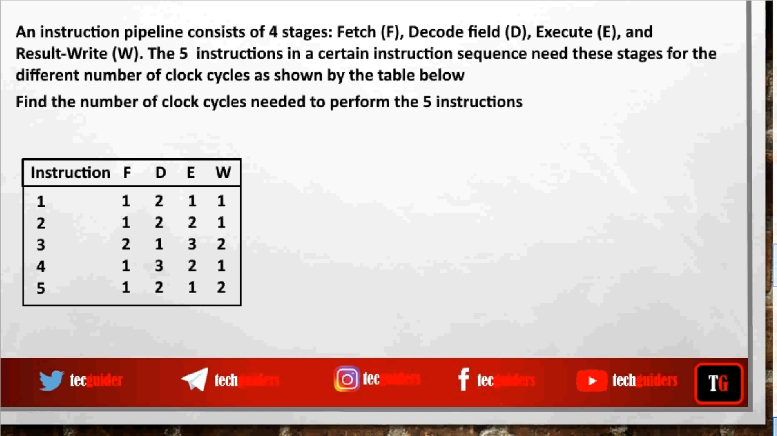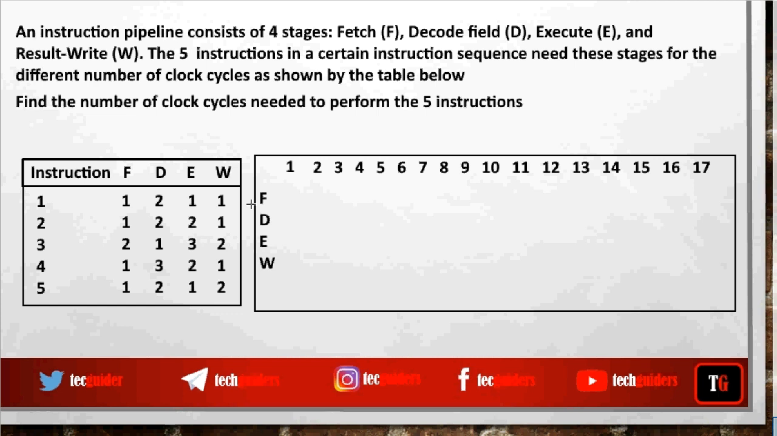So suppose in our first clock cycle, our instruction I1 is fetched, and instruction I1 needs 1 clock cycle to complete fetching. After fetching, in the next clock cycle, it moves to the decode stage and it needs 2 cycles to complete decoding the instruction. Then it moves to the execute stage, executes for 1 cycle and writes back for 1 cycle. So at the end of the 5th clock cycle, we get instruction I1 out.